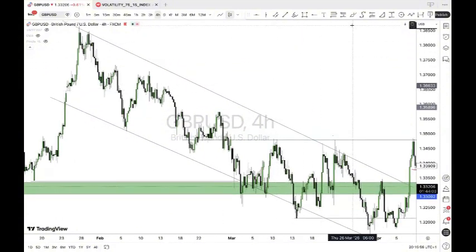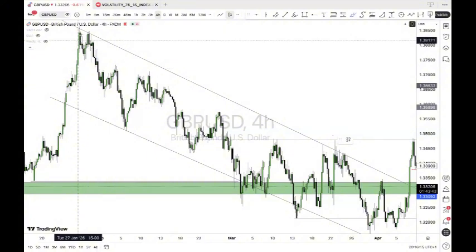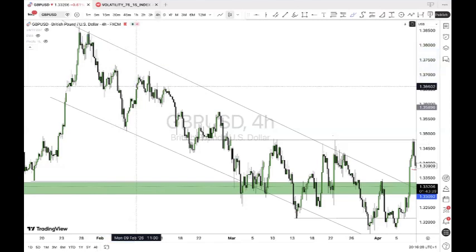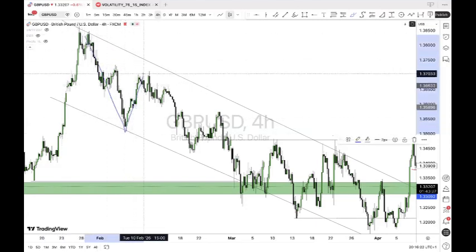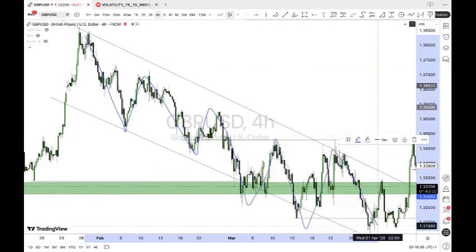One of the things we use to identify a downtrend is the presence of lower highs and lower lows.